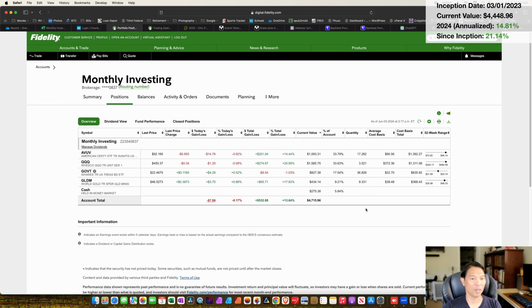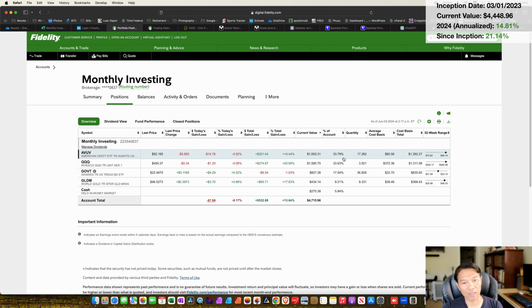So here we are. We have our $275 contribution. We started this portfolio by saying that we were going to invest $250 a month. And then after the turn of a year, I increased that contribution by 10%, so it's $275 that we're adding each month in 2024.